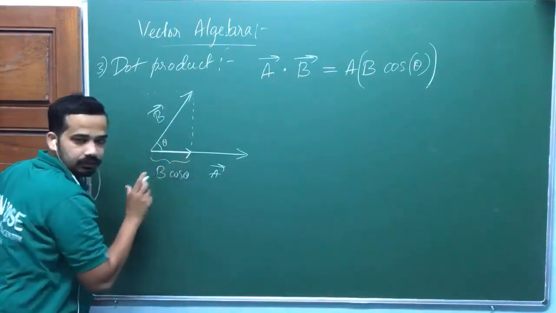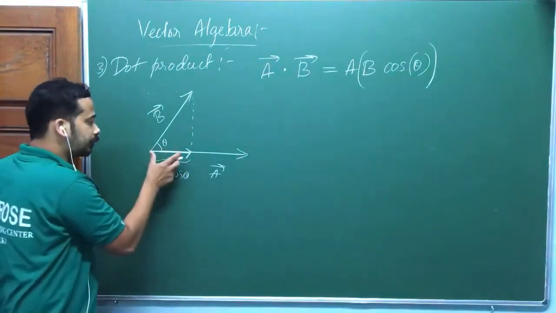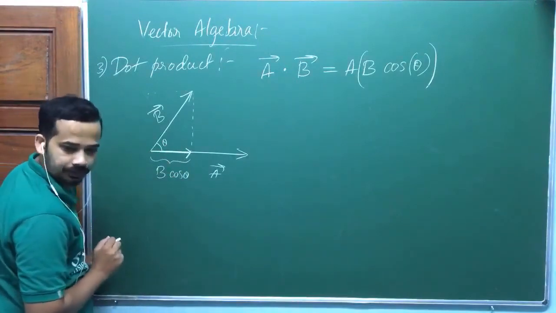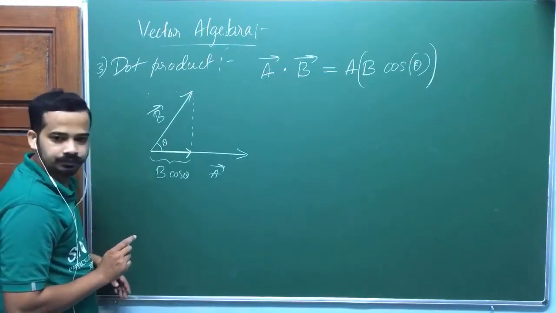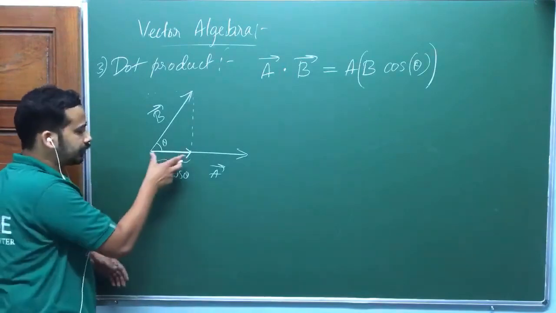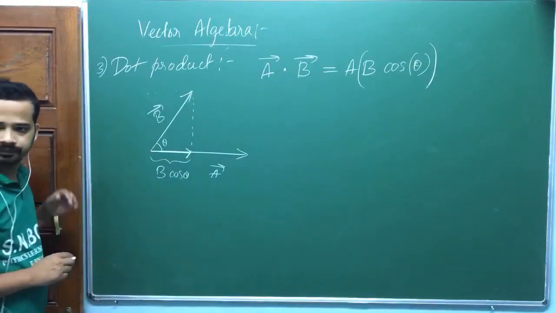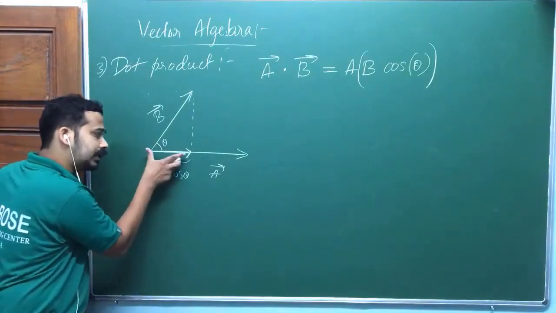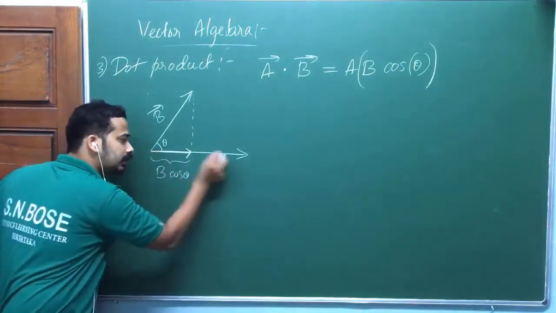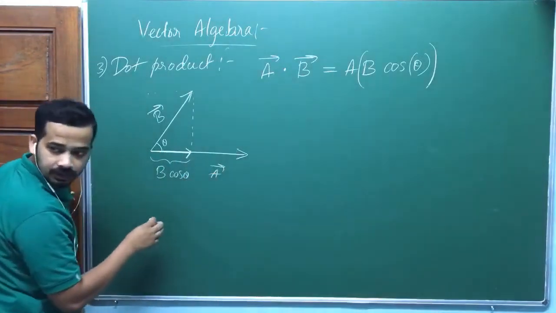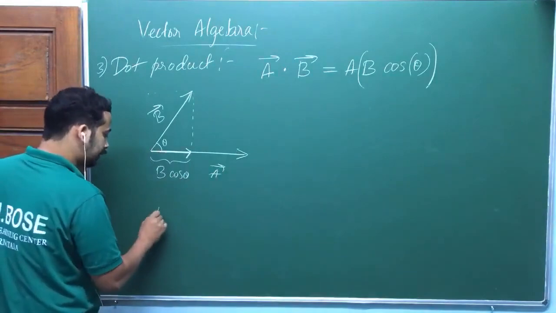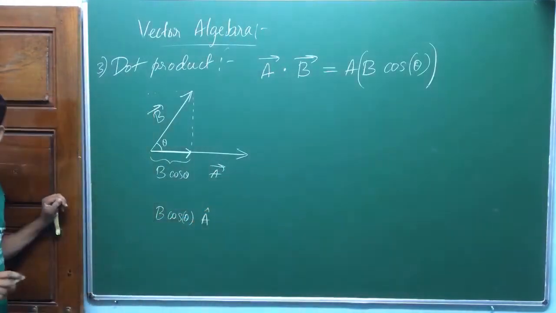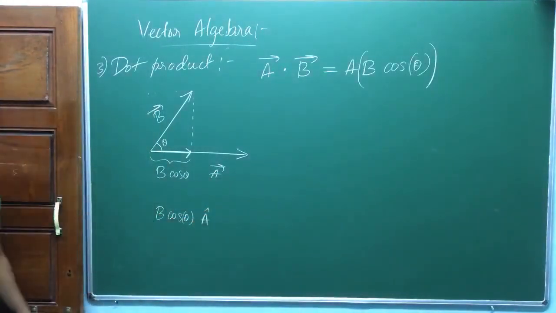The projection of B on A, we call that the vector projection. How do you write this vector whose length is known? In the form of a unit vector. This vector has a length B cos theta. What is its direction? The direction of A. We write the projection vector as B cos theta multiplied by A cap.